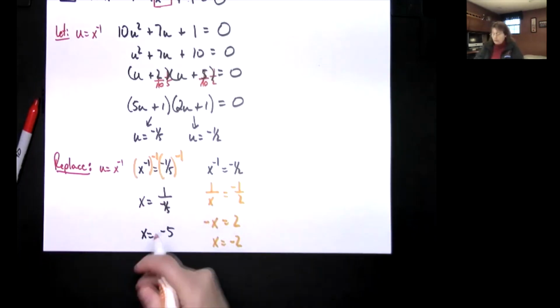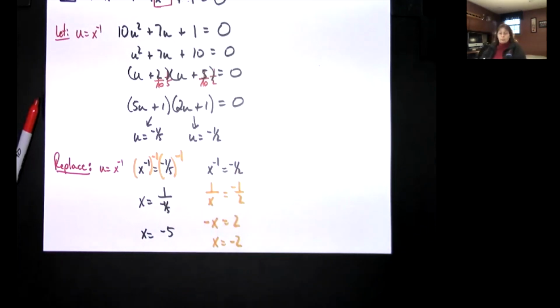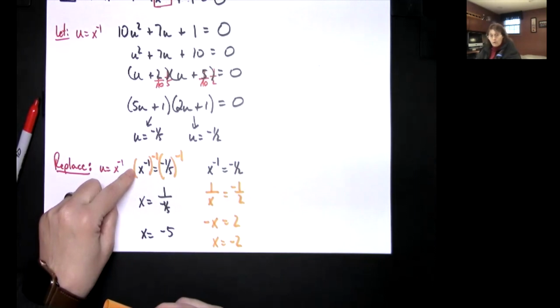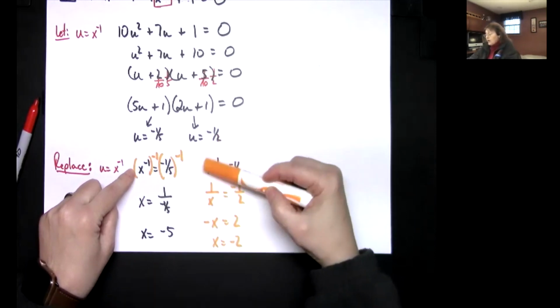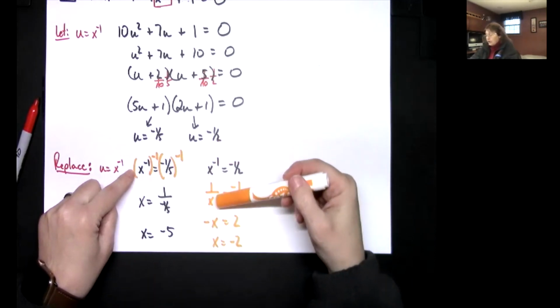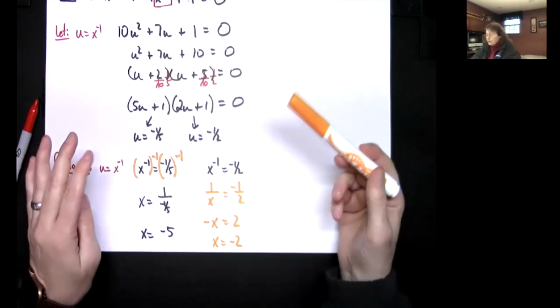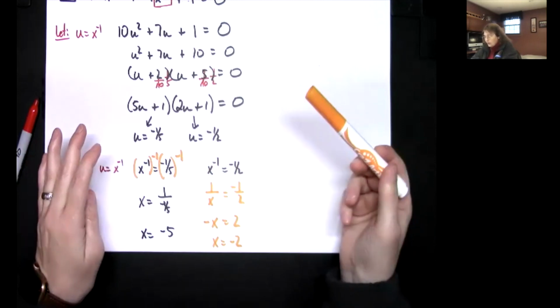So I did both of those with 2 different processes. This one raising it to the negative 1 power. This one taking the laws of exponents and converting this into a proportion. Either way works. It just depends on how you like to deal with those negative exponents.